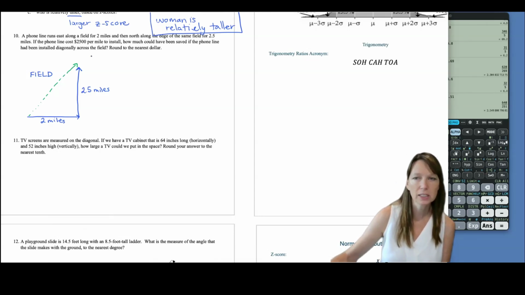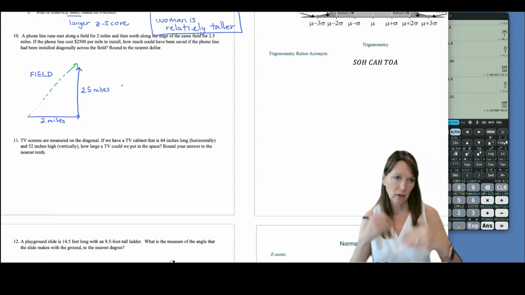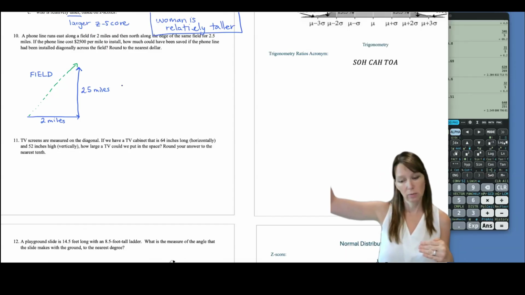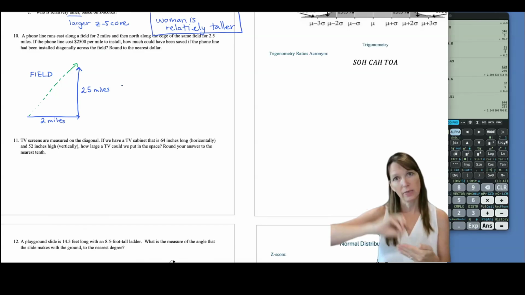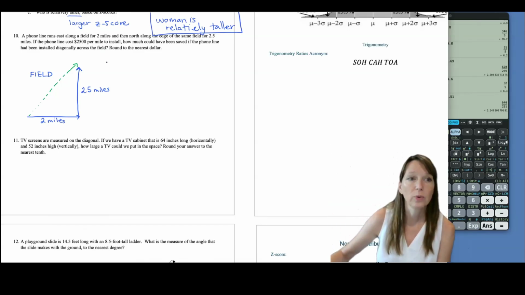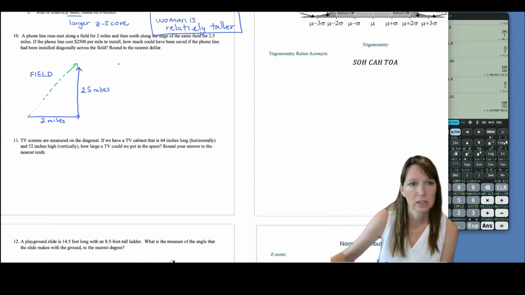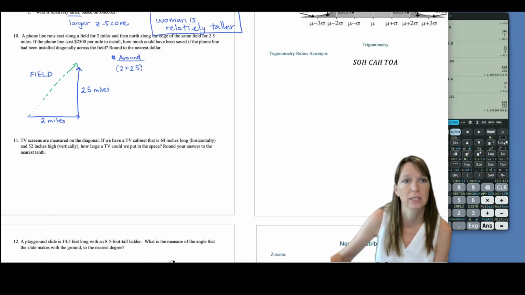So the way I like to do this problem is I'll actually find the cost of going around the field, and then I'll find the cost doing it through the field, and then I'll subtract. So if I went around the field, I'm going to end up going 4.5 miles to install this phone line, and then I would end up multiplying that by 2,500.